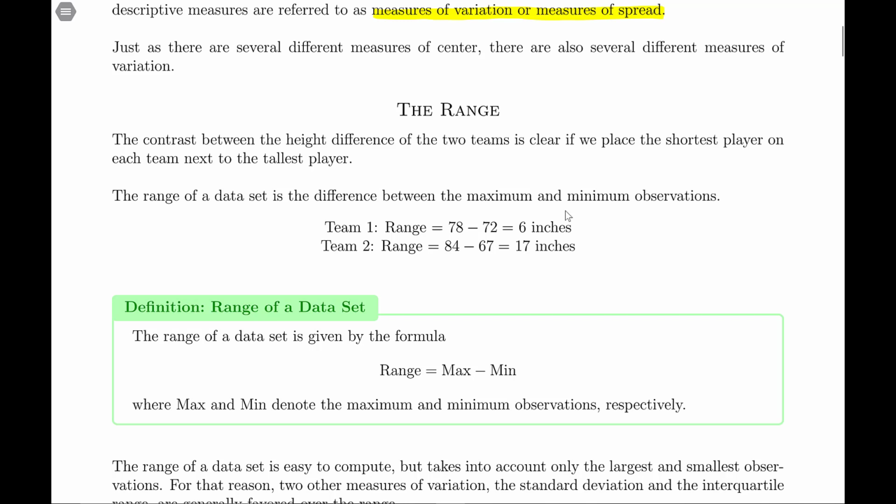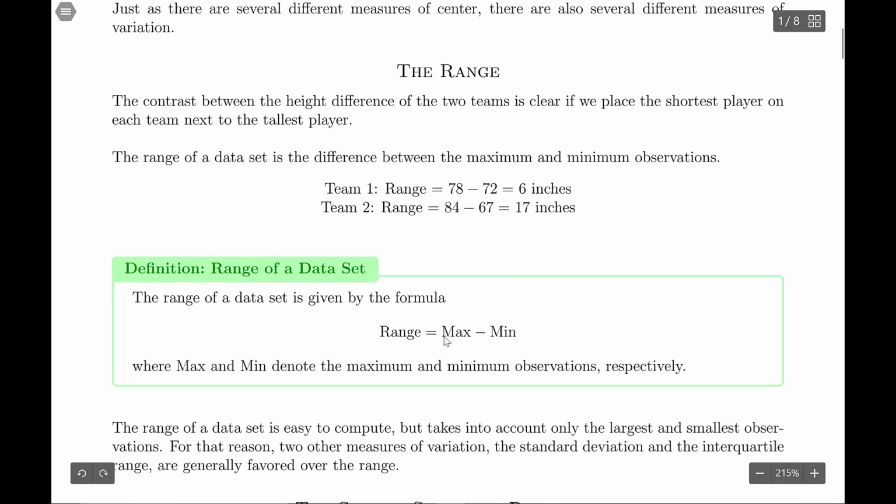So for Team 1, the largest height is 78 inches. The smallest height is 72 inches. So the spread on that particular team is only 6 inches. But on Team 2, that spread is 17 inches. And here you can see the calculation: range is equal to the maximum value minus the minimum value.